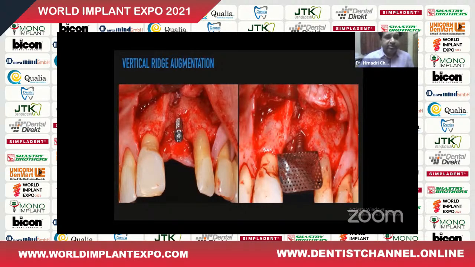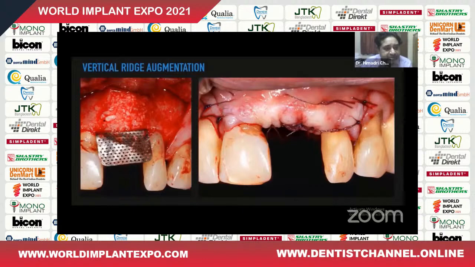The only risk of using a titanium mesh is, you might be knowing that if the overlying tissue is thin, there is exposure of the titanium mesh. Okay, because titanium mesh gives some bit of exposure with time. So we have placed some autogenous bone along with the xenograft. In this case, it's a bovine graft. The mixture is 60-40, 60% xenograft with 40% autogenous graft. And we have placed a titanium mesh here. And we have closed this.